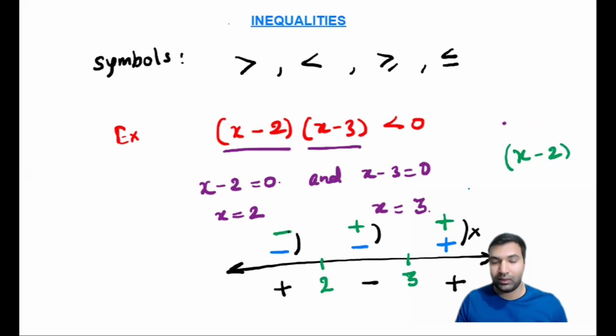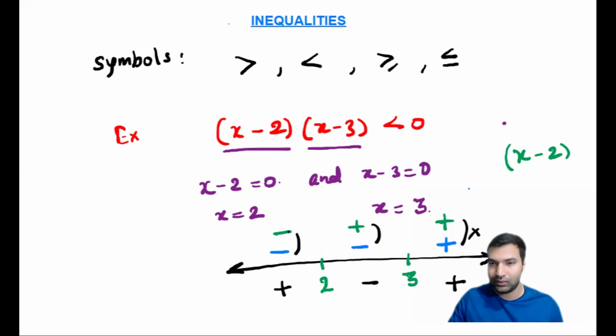Now, what is the inequality? It's strict inequality which says lesser than 0. The product of these two, x minus 2 and x minus 3, should be lesser than 0, isn't it? So what happens? We get positive over here, negative here, and positive over here. So what will be my solution? Where is it negative? Lesser than 0 means negative. So it's negative between what? 2 and 3, right?